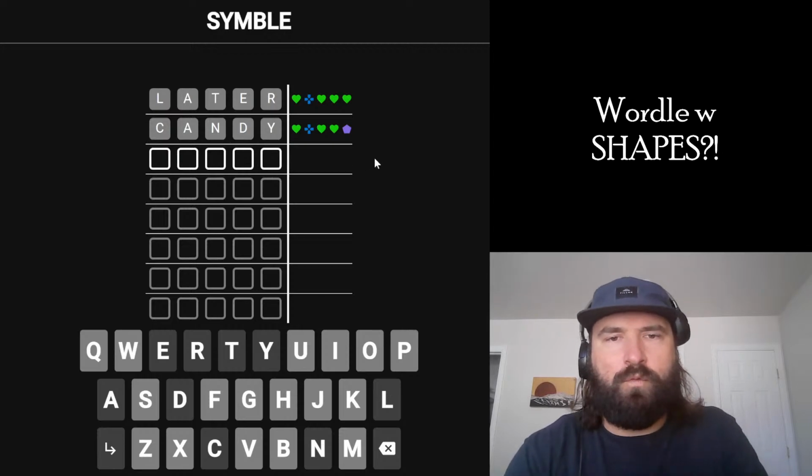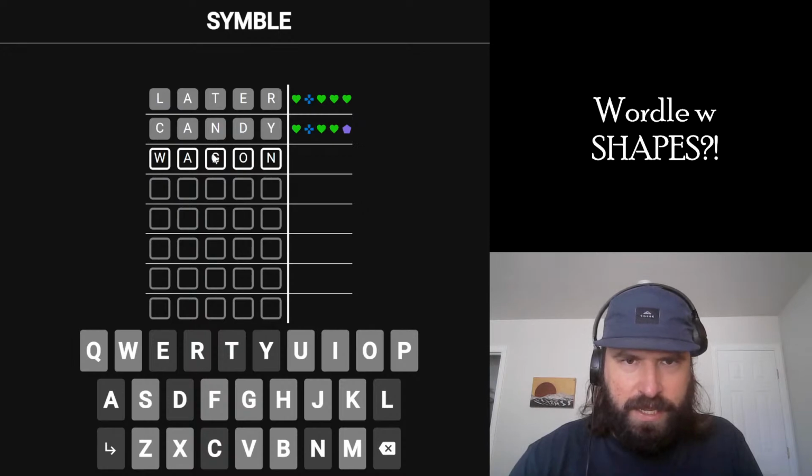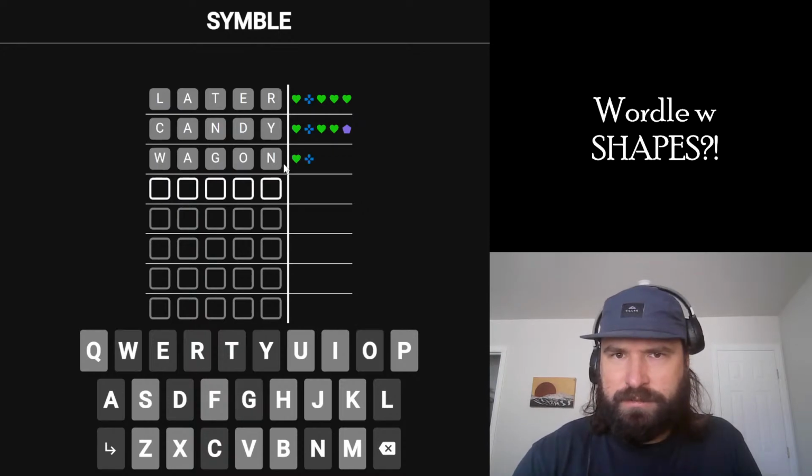I feel like wagon has been popping up a lot. I think I'm going to go wagon here. It could be the N. We're trying 3 new letters. Okay. So O goes here. And now the word either ends in D or C, I think, is the conclusion I have to come to here.